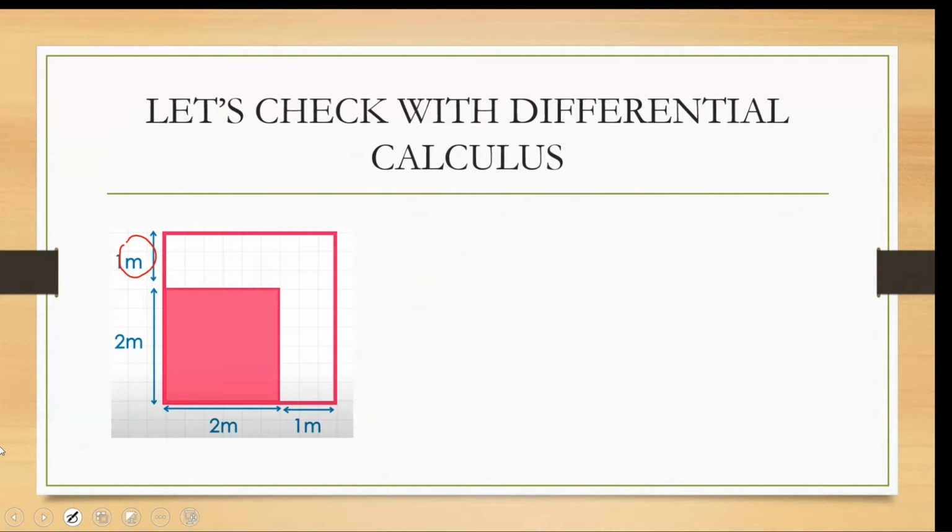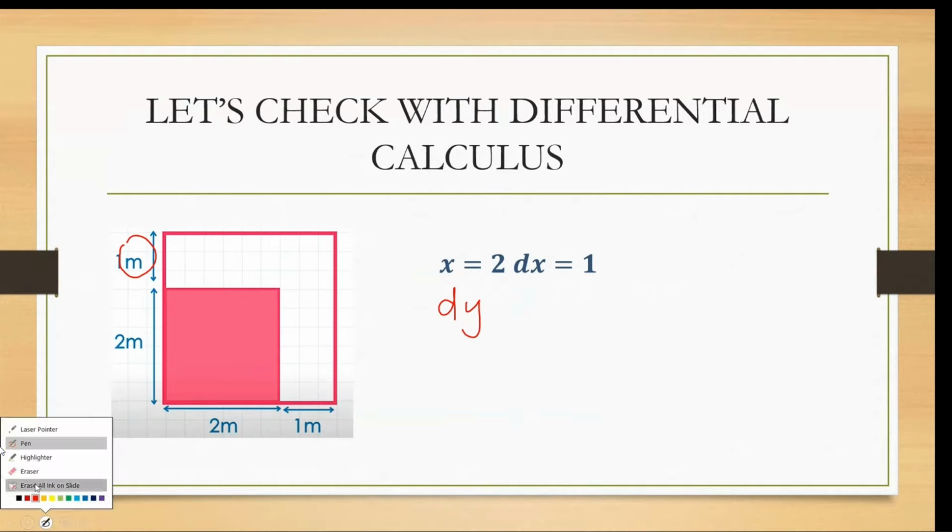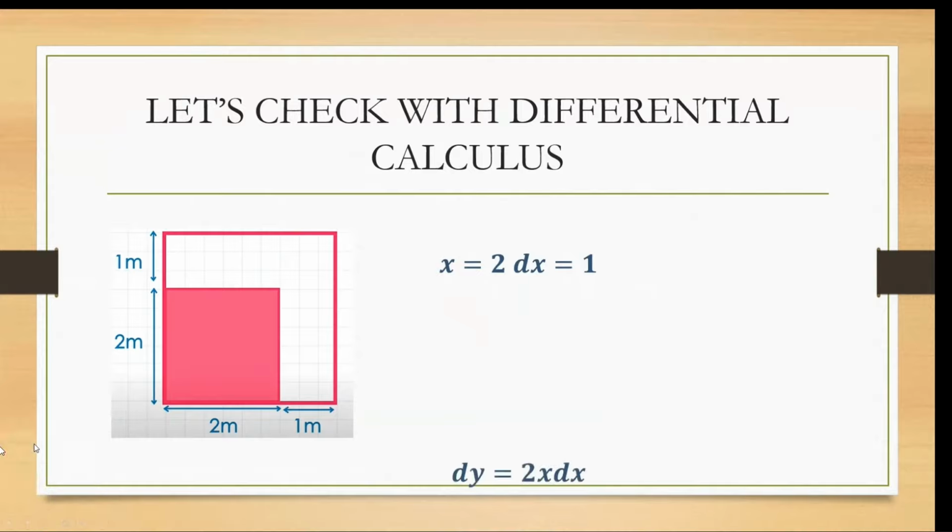Length, change in length is 1 meter. So what if I substitute these values in the formula dy is equal to 2x dx? So let's substitute in the formula dy is equal to 2x dx, where x is equal to 2 and dx is equal to 1. So when you substitute the values, your answer is 4. dy is equal to 4.